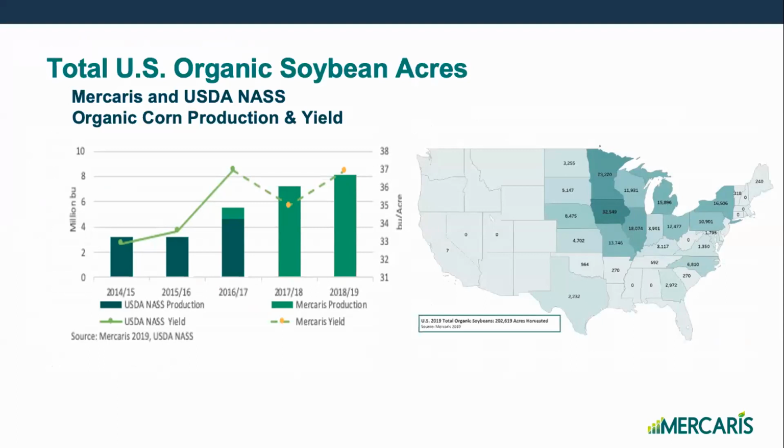Now, looking at total U.S. organic soybean acres, the top 5 states are Wisconsin, Minnesota, Iowa, Oregon, and New York. Similar to corn, Mercaris estimates that U.S. producers will harvest a record just over 200,000 acres of organic soybeans in 2019. However, that is down by about 8% from 2018. The number of certified organic operations harvesting soybeans did grow by about 4% from 2018, and now we're looking at about 2,651 operations that are actually handling organic soybeans.